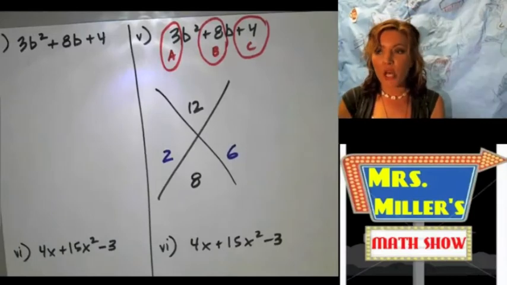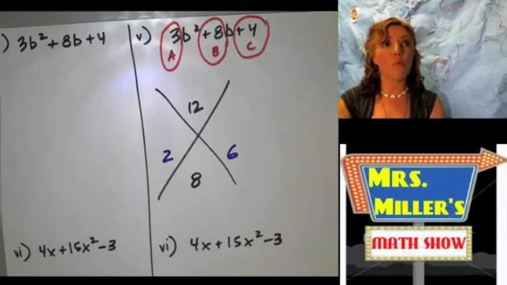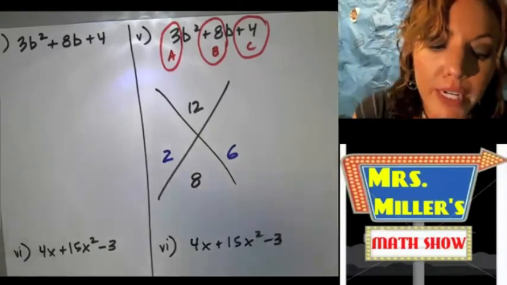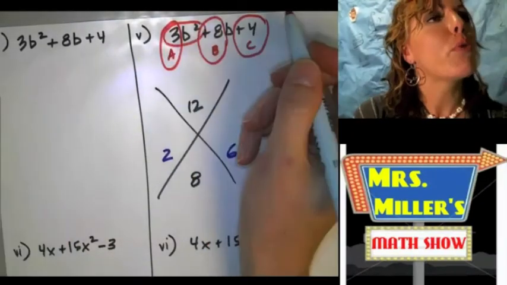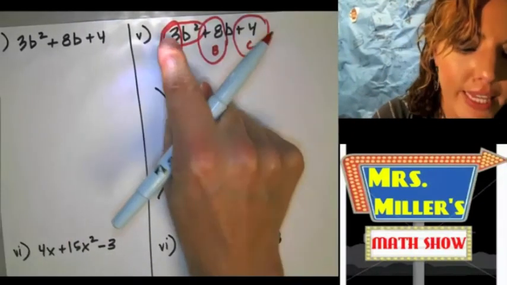All right. So the only difference at this point is when we bring down the b squared, we also bring down the 3 with it. Okay, so bring that number with it.